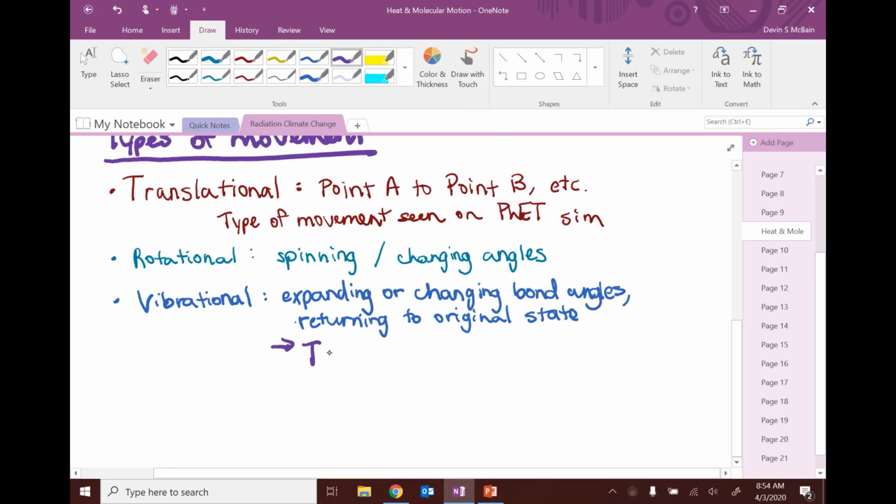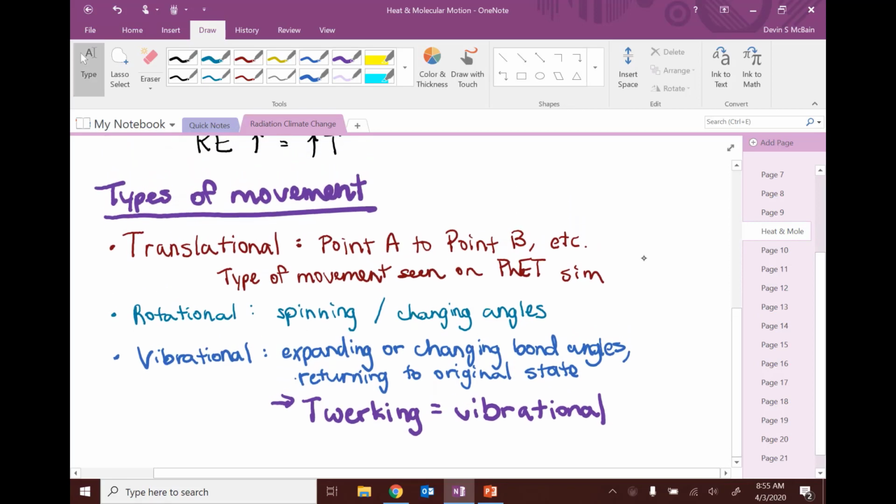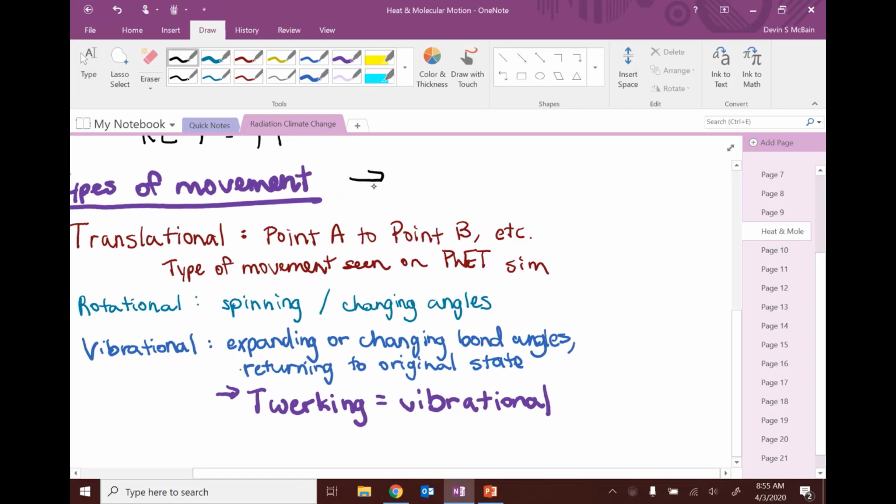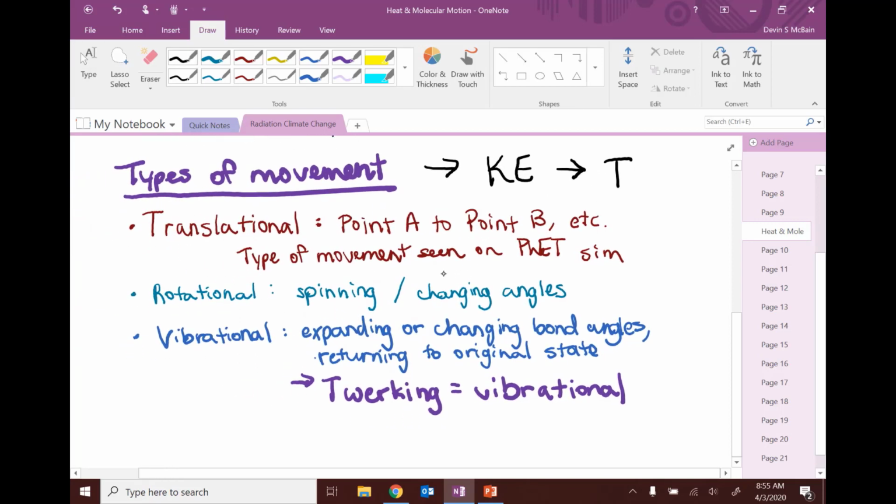state. You're gonna laugh, but twerking is an example of vibrational movement, because all that's going on is a person's body is changing angles at one spot and then returning back to its original posture, okay? So we've got all of these different types of movement, and they all count towards a molecule's kinetic energy, and so they all count towards a molecule's temperature, okay? All right, so this is going to be important when we switch over to our conversation about IR.